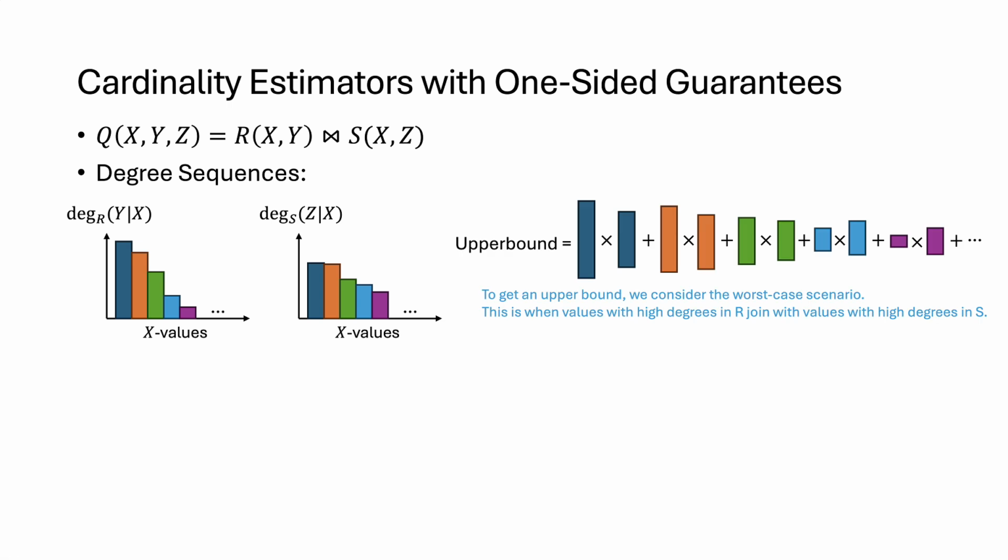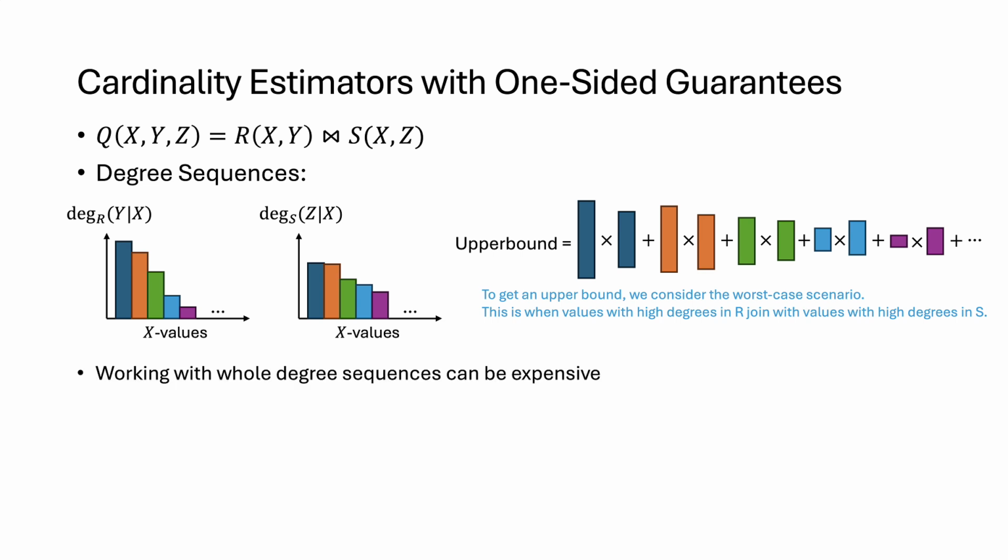To get an upper bound of the join result, we consider the worst-case scenario. This is when values with high degrees in R are joined with values with high degrees in S, which is illustrated by the computation here. This provides a guaranteed upper bound on the join result cardinality.